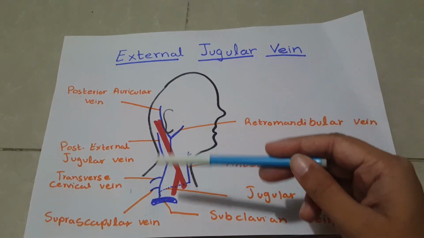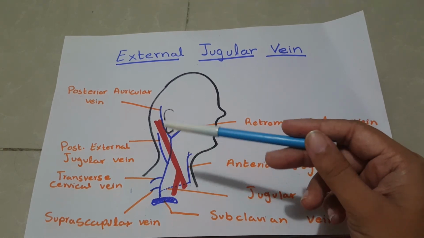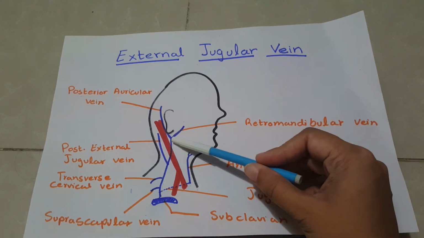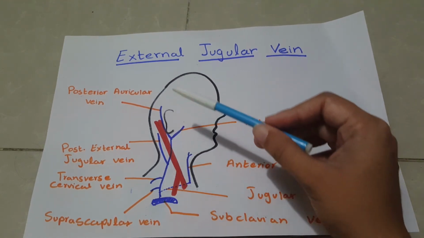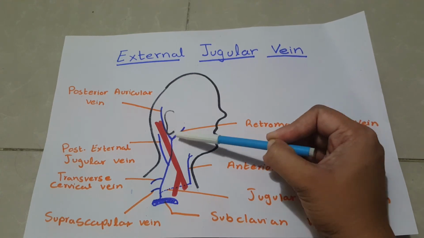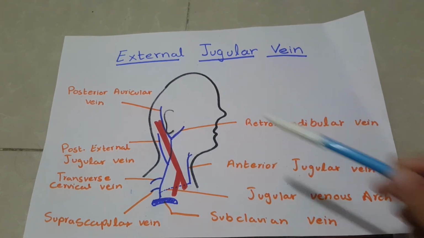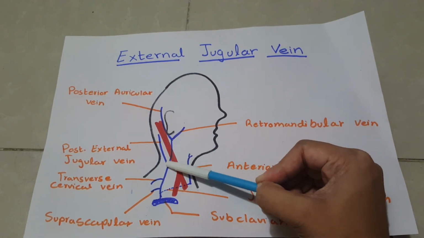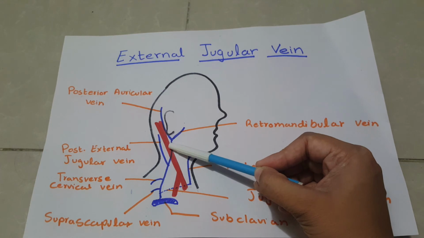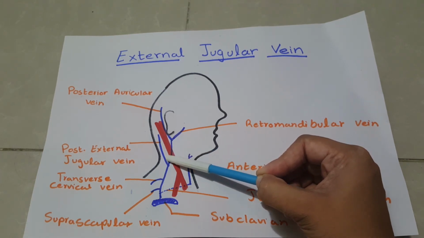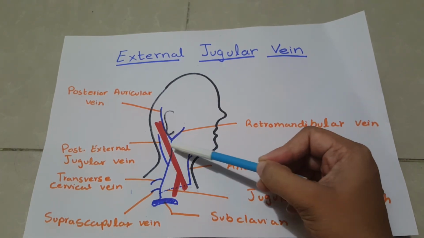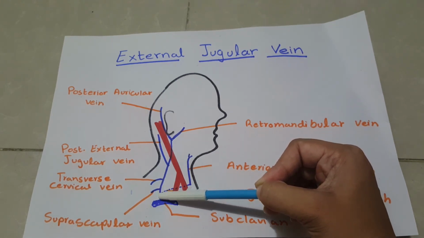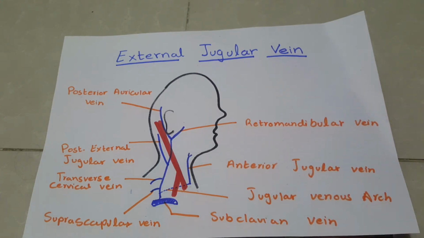External jugular vein is present in the roof of the posterior triangle just below the platysma muscle. As you can see in the diagram that external jugular vein is formed by the union of posterior auricular vein and retromandibular vein. Posterior auricular vein and retromandibular vein unite to form external jugular vein. External jugular vein then descends and finally crosses the sternocleidomastoid muscle obliquely. Then it pierces the deep fascia and opens into the subclavian vein.